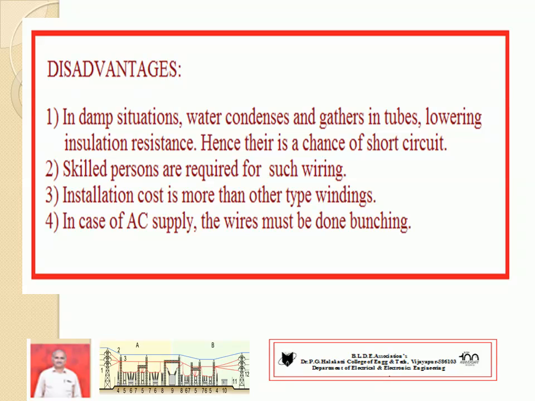But in damp situations, water condenses inside the tube structure, hence again it reduces the insulation resistance. There is a chance of short circuit. These are possibilities, but it is more advantageous as compared to other types of wiring. You remember these two words: open conduit or surface conduit, and concealed conduit wiring.